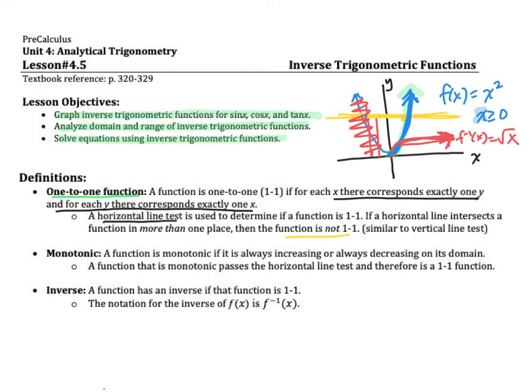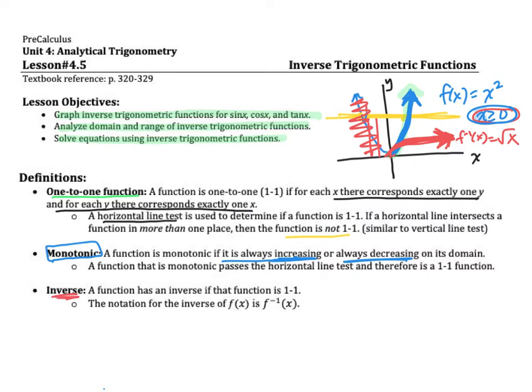Now, if that function is one-to-one because I limited the domain, you will notice that it is also monotonic. What is monotonic? A function is monotonic if it is always increasing or always decreasing on its domain. If I limit my domain to x greater than or equal to 0, then this blue part of the quadratic is always increasing, and the square root function is always increasing as well. So that is also monotonic, and they're one-to-one, so they are inverses of each other.